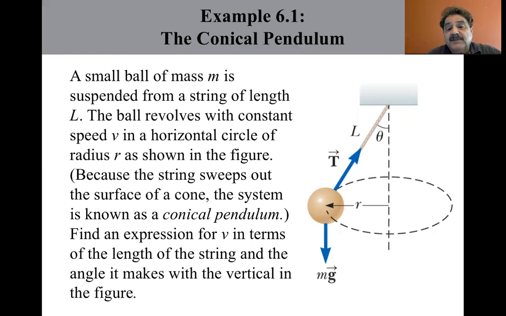Now the ball in the figure does not accelerate vertically. Therefore, we model it as a particle in equilibrium in the vertical direction. So in this direction, it's in equilibrium. The sum of the forces equals 0 in that case. It experiences a centripetal acceleration in the horizontal direction, so it is modeled as a particle in uniform circular motion in this direction. So it's in equilibrium vertically, but it is a particle in uniform circular motion horizontally. That's how we look at it.